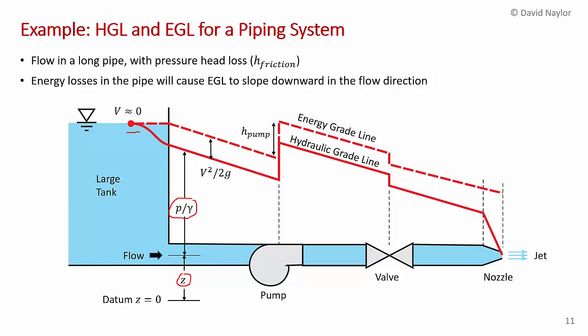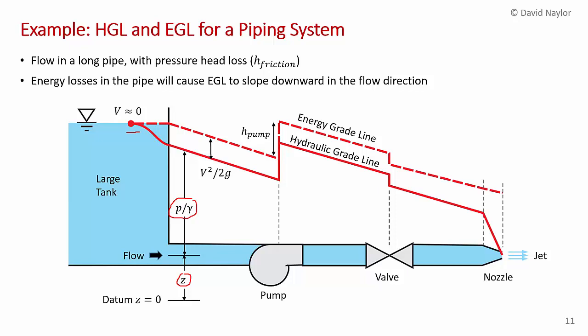Now, if you had a long piping system, you wouldn't have enough head from the tank to drive the flow, so you'd need a pump. And the pump, as we learned in previous videos, adds energy, so we would have the head of the pump being added to the flow at that point.